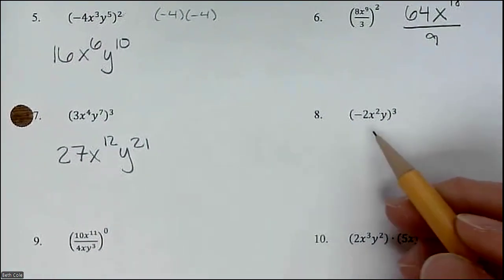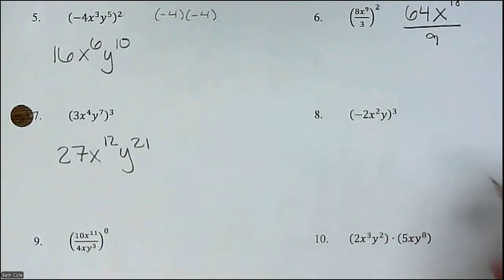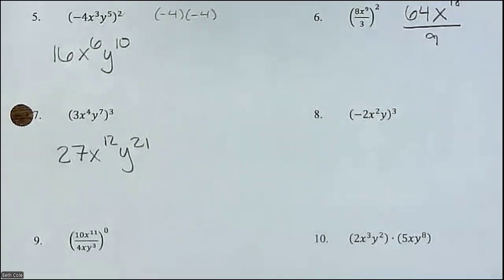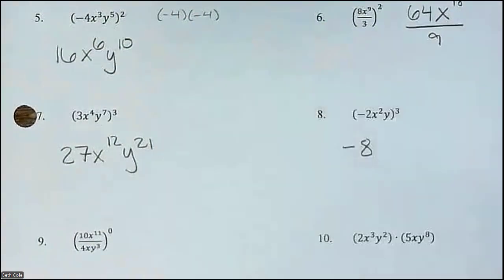Shh, can you guys please be quiet? Negative 2 to the 3rd. I don't expect you to know that. I would expect you to put it in the calculator. For right now, I'm just going to tell you it's negative 8. What it means is negative 2 times negative 2 times negative 2.